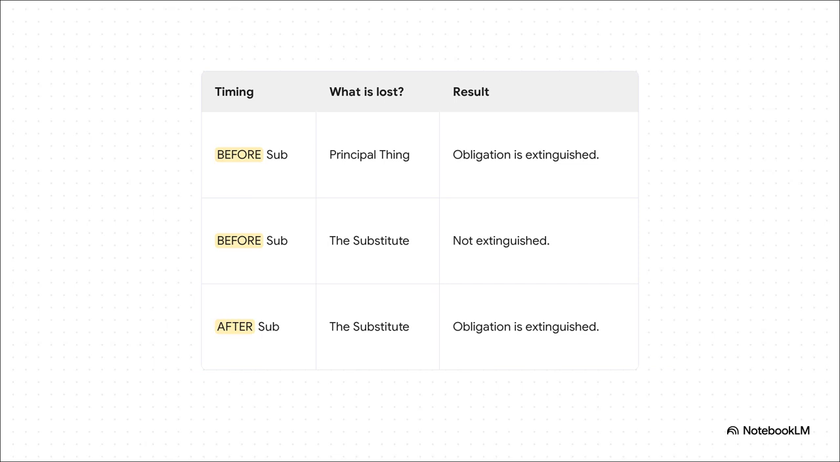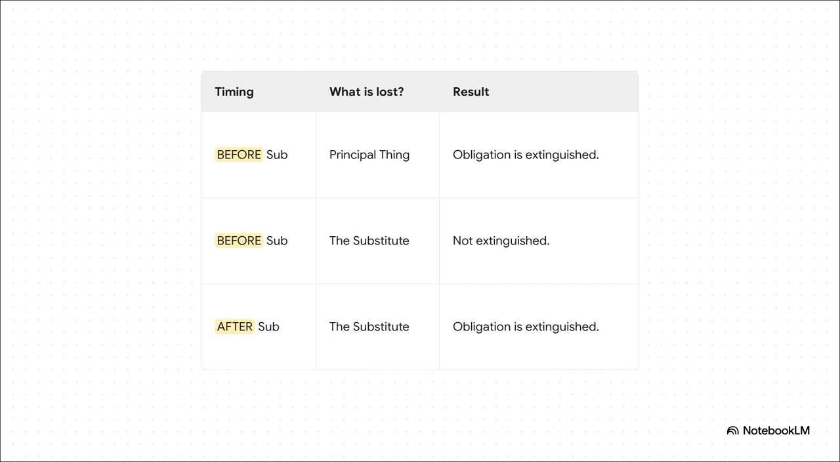For facultative obligations, it's all about timing. Let's look at what happens before the debtor makes the substitution. If the main thing, the principal thing, is lost by a fortuitous event, boom, the obligation is gone. It's over. But if only the substitute is lost, nothing happens. The debtor still has to deliver the main thing.